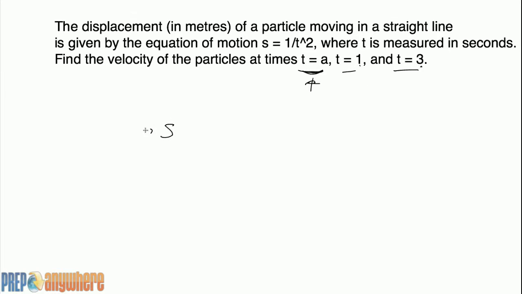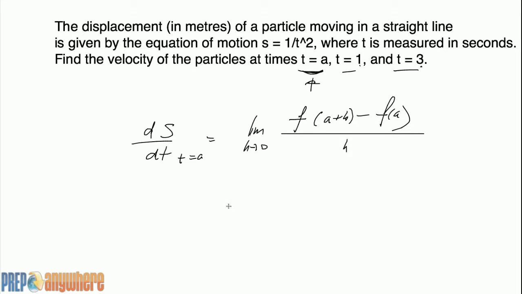So ds over dt, right? When t is equal to a, by definition is the following: the limit as h is approaching 0 of our function f at a plus h minus f at a, all over h. So let's replace f with this function here. So we have the t will be replaced with 1 over (a plus h) squared, minus 1 over a squared, all over h.